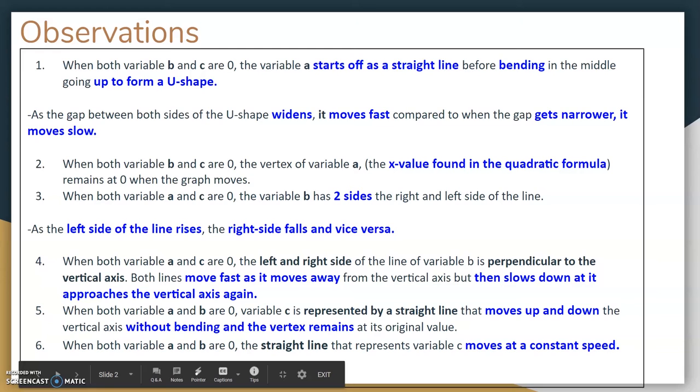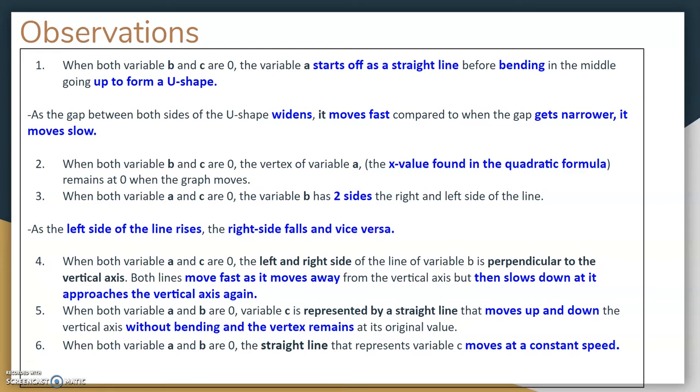As the gap between both sides of the U shape widens, it moves fast compared to when the gap gets narrower. It moves slow. When both variable b and c are 0, the vertex of variable a, the vertex meaning the x value found in the quadratic function, remains at 0 when the graph moves.